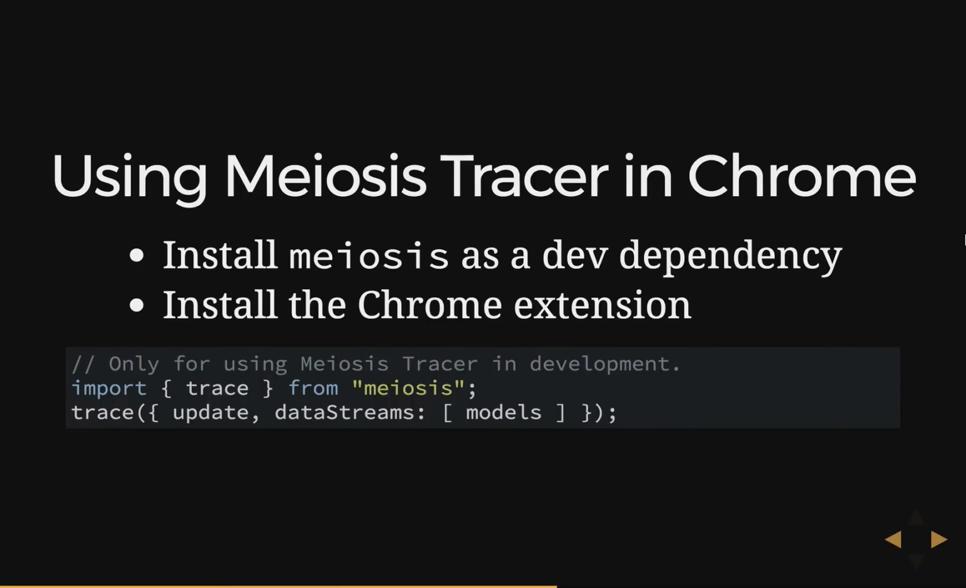Just to give you an idea that it's easy to use the tracer, all you have to do is install Meiosis as a development-only dependency, and then you install the extension. And to activate the tracer, you just call trace. You pass in your update stream and then an array of data streams that you'd like to observe. In our case, it's our stream of models.